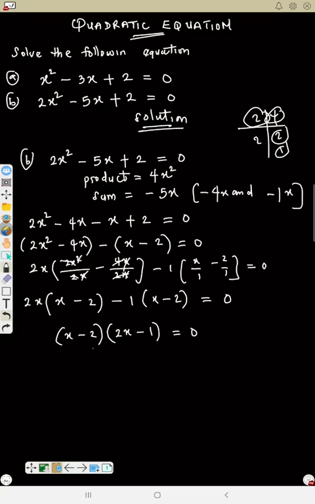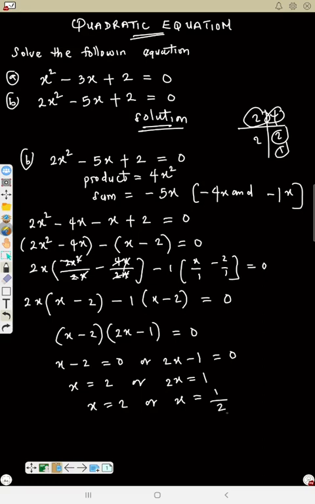So now for this equation to be true, either this must be equal to 0 or this must be equal to 0. So that means x minus 2 will be 0 or 2x minus 1 equals 0. So x is 2, that is the minus will cross, or 2x is 1. So x is 2 or x is 1 over 2, divide both sides. So that is the answer.